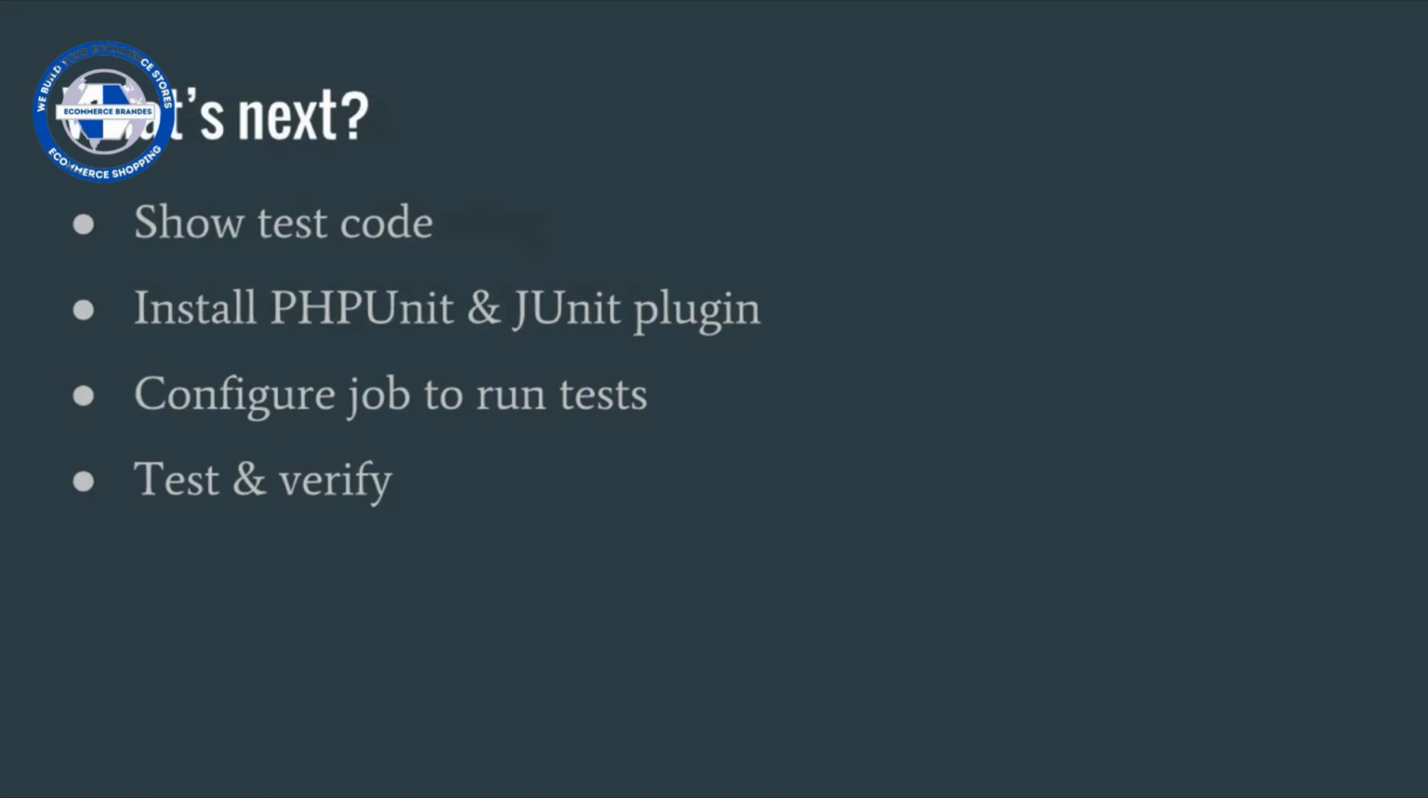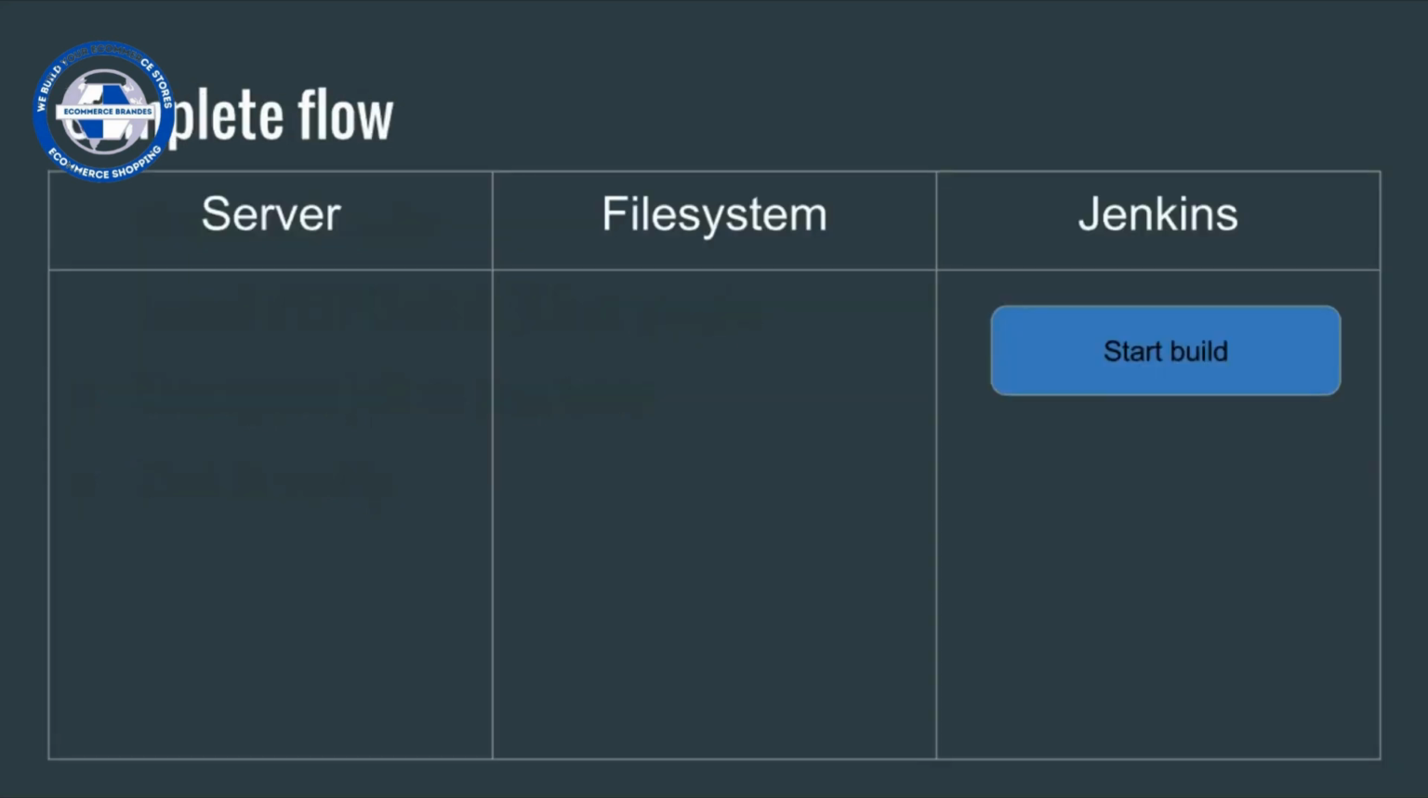Well, first of all, I'm going to run through the code that I want to test. Afterwards, I'm going to install PHPUnit onto my Jenkins server, and I'm going to install the JUnit plugin for Jenkins. Then, I'm going to configure our existing job so that it runs unit tests, and then I'm going to test and verify that everything works correctly. But hold on a minute. You might ask, why do you install the JUnit plugin to run PHPUnit?